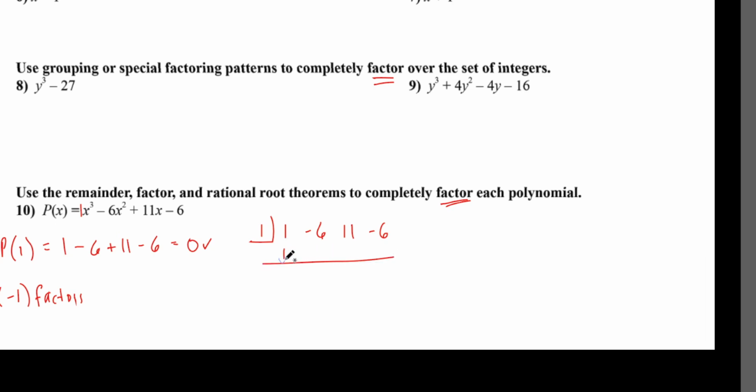Bring down the 1. 1 times 1, negative 5, 6, 6, 0. So what do I got? I got x minus 1 times, this was x cubed, so what's this going to be? x squared minus 5x plus 6. I made this pretty easy because this factor's really nice, so I got x minus 1. And then what's this going to be?